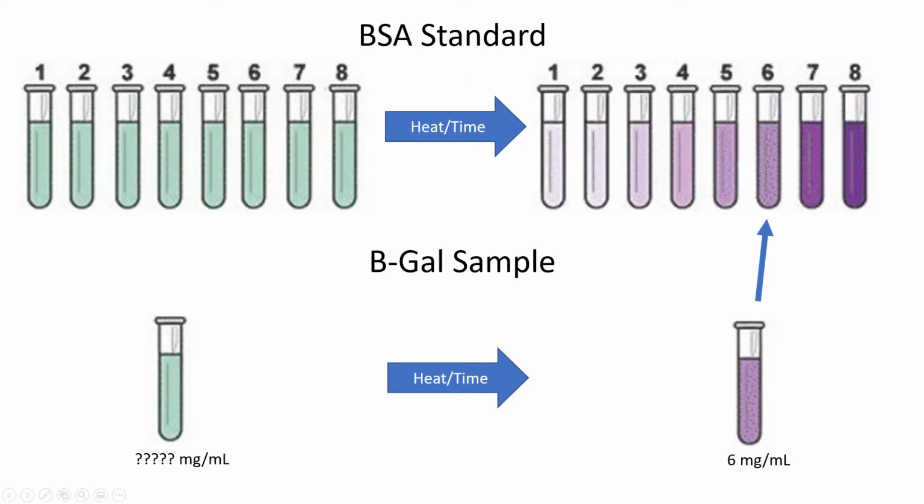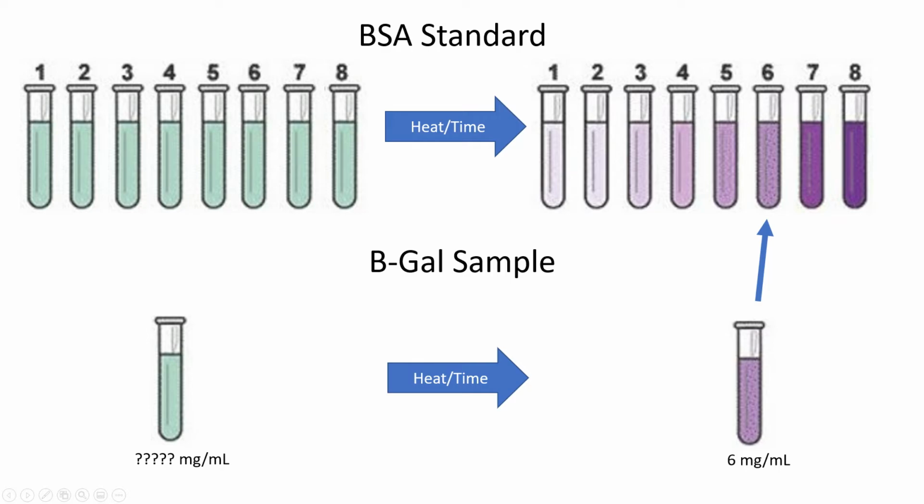So this is normally how we set up the BCA assay. We'll usually set up some kind of standard curve, maybe 8, 10, 12 different standards, usually going from 0, 1, 2, 3, all the way up to however many samples we have. And this should be of protein, like a protein concentration that we would know.